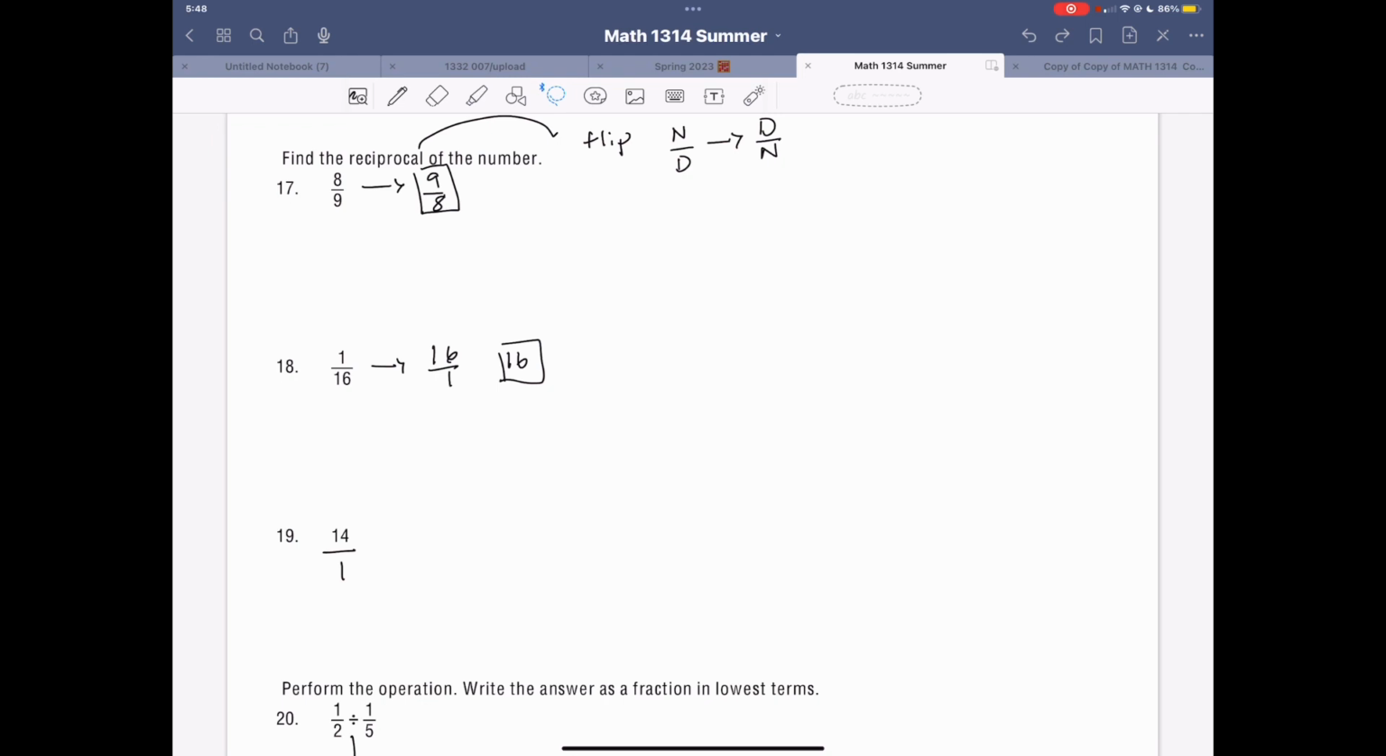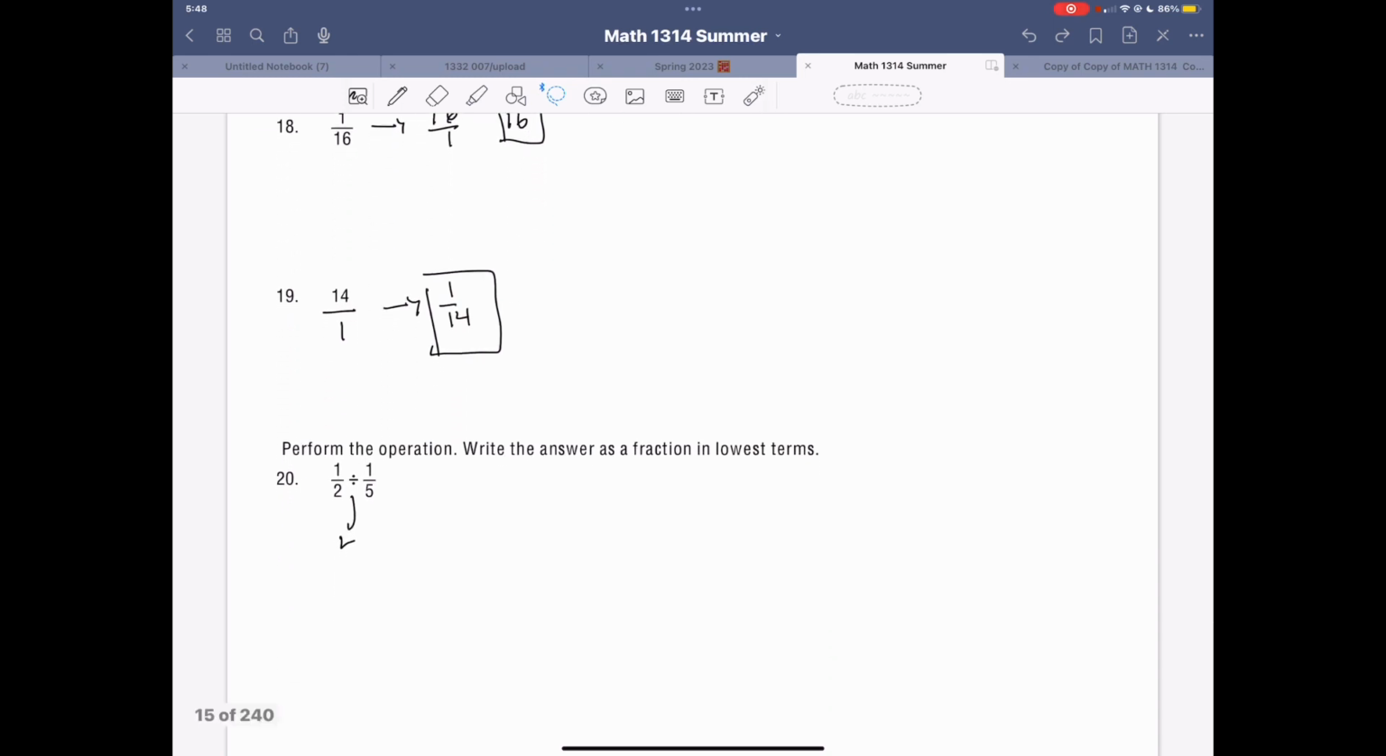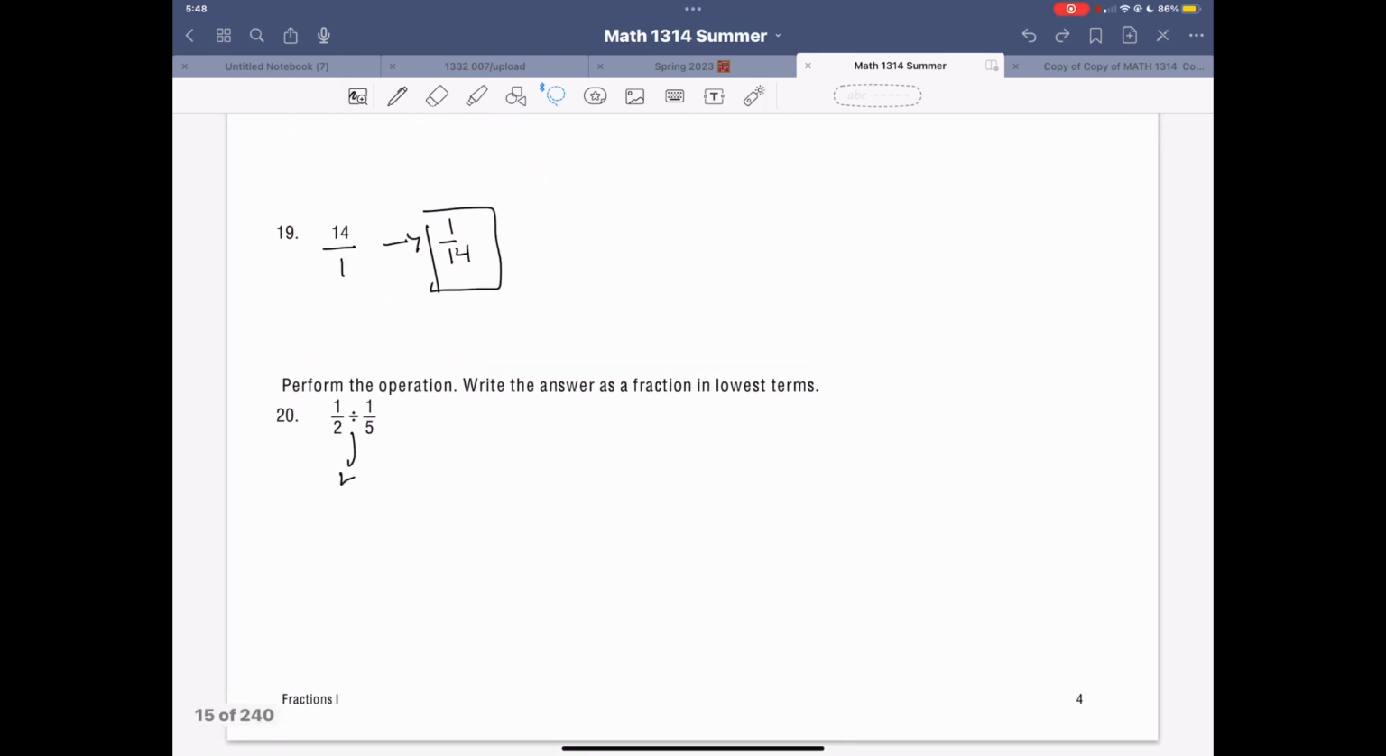And then 19, I added the 1 underneath, right? Because it's 14 over an invisible 1. And then when I create the reciprocal, I get 1 over 14. And then when we're looking at number 20, we're trying to perform the operation. So we're going to write the answer as a fraction in lowest terms. So these are a little bit different. We want to look at proper and improper fractions only when we are performing division of fractions.